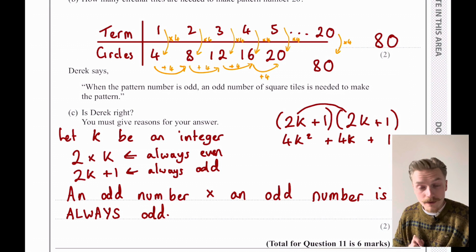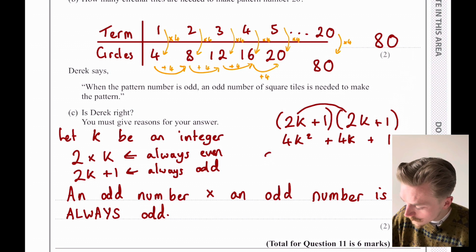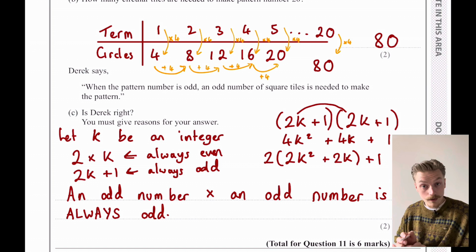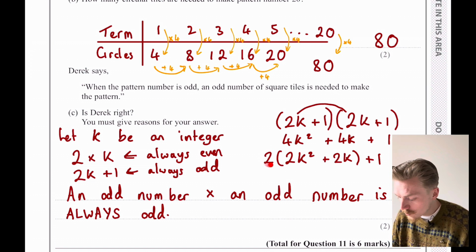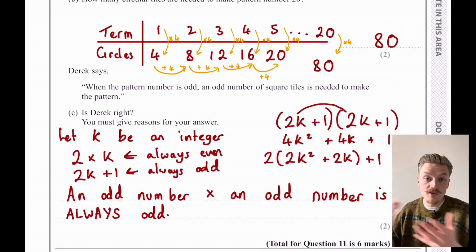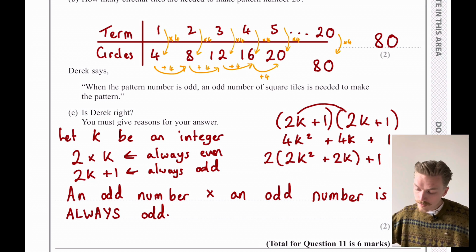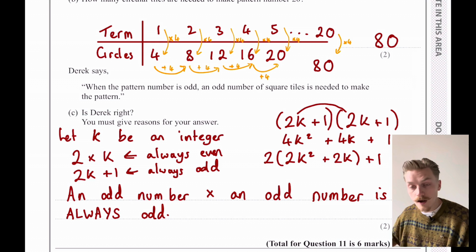And then if we factorize the first 2 terms, we can say that this is 2 lots of 2K squared plus 2K plus 1. In other words, we have 2 lots of a number, so 2 times something, then we've added 1 to it. So 2 times something, add 1. Well, we said earlier, 2 times something, add 1 is always an odd number. So this one, no matter what K is, is always going to be odd as well. So that's the proof that an odd number times an odd number is always an odd number.